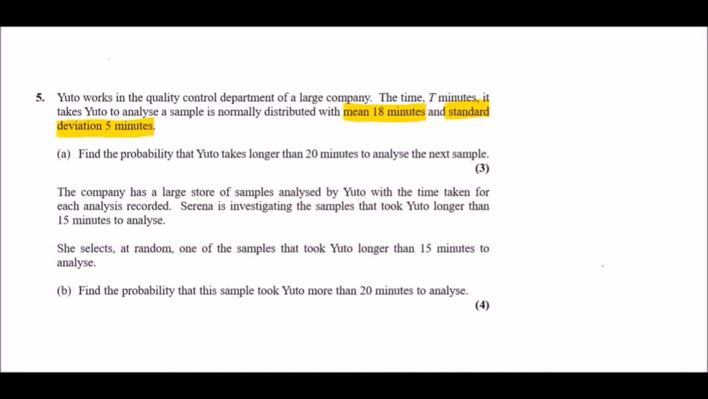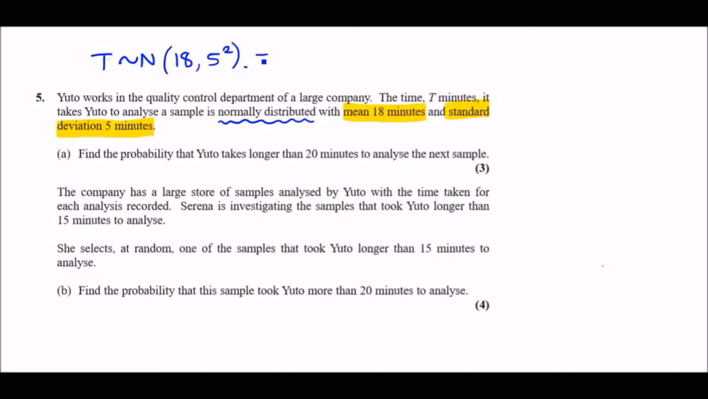Okay, guys, number 5. Now, Yuto works in the quality control department of a large company. The time T minutes it takes Yuto to analyze the sample is normally distributed. So now we know exactly what distribution it is, with mean 18 and standard deviation 5. So before we answer any question, always write the distribution at the top. So we can say let T be normally distributed with mean 18 and standard deviation 5, or variance 5 squared.